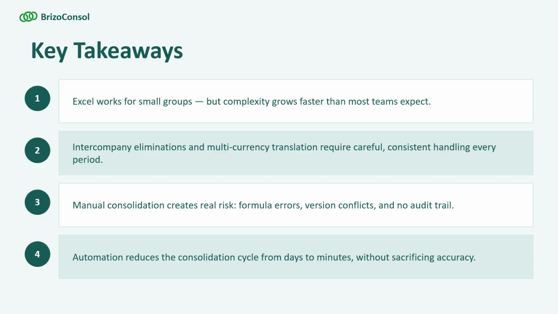To summarize, Excel can be effective for small groups, but complexity grows quickly. Intercompany eliminations and multi-currency reporting create additional challenges. Automation reduces manual work and improves confidence in the numbers. And ultimately, faster reporting helps management make better decisions.